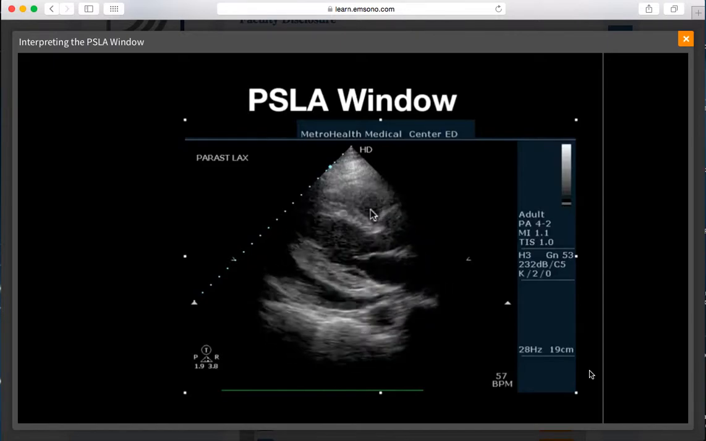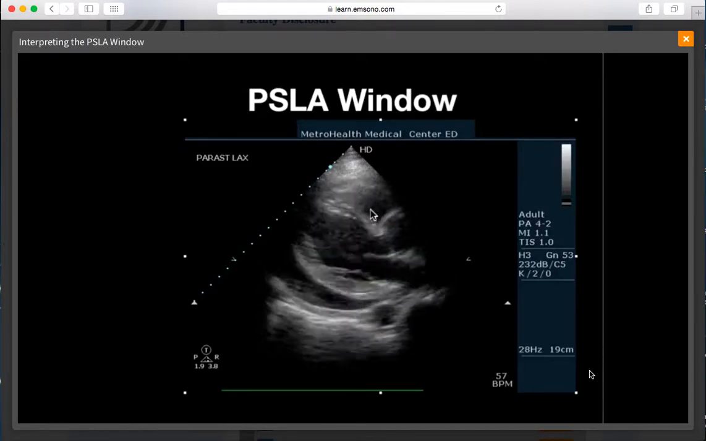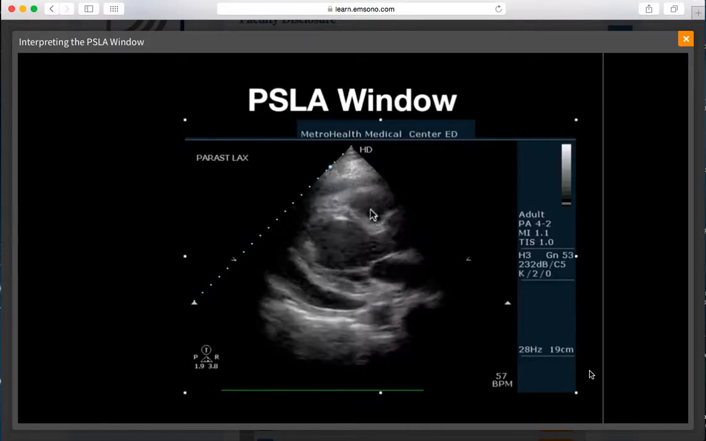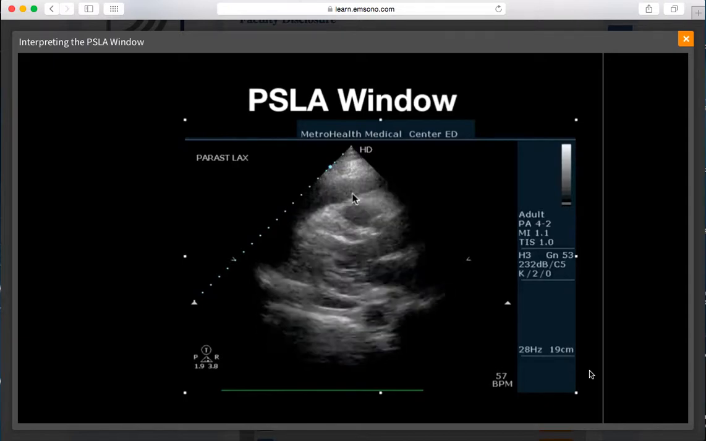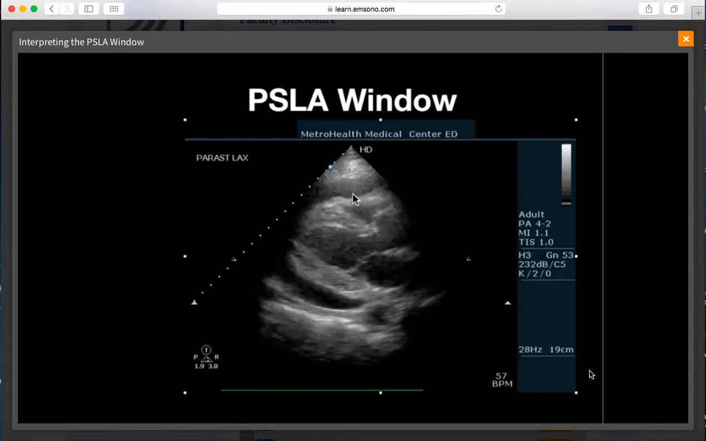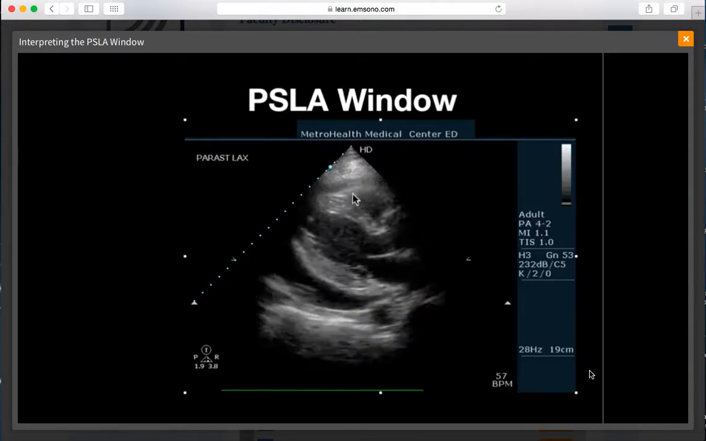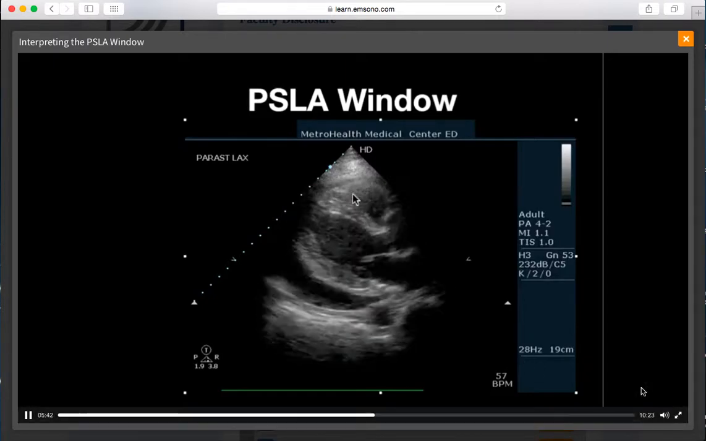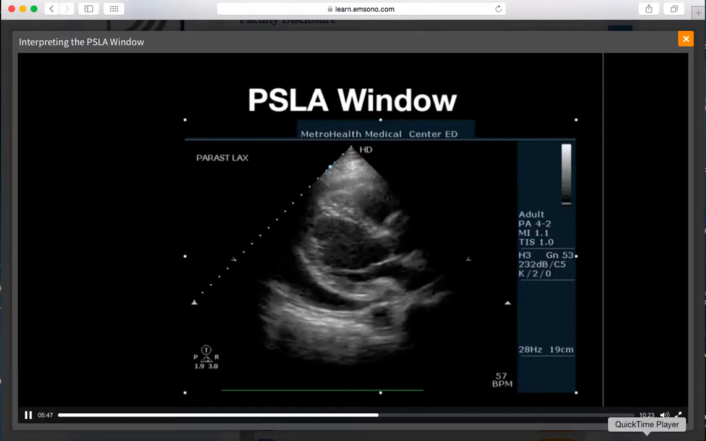While not a specific part of the EFAST exam, you can also notice here that the heart is swinging within the fluid and that there's also some premature invagination of the right ventricular wall during diastole. So this was a patient who had findings of pericardial tamponade.